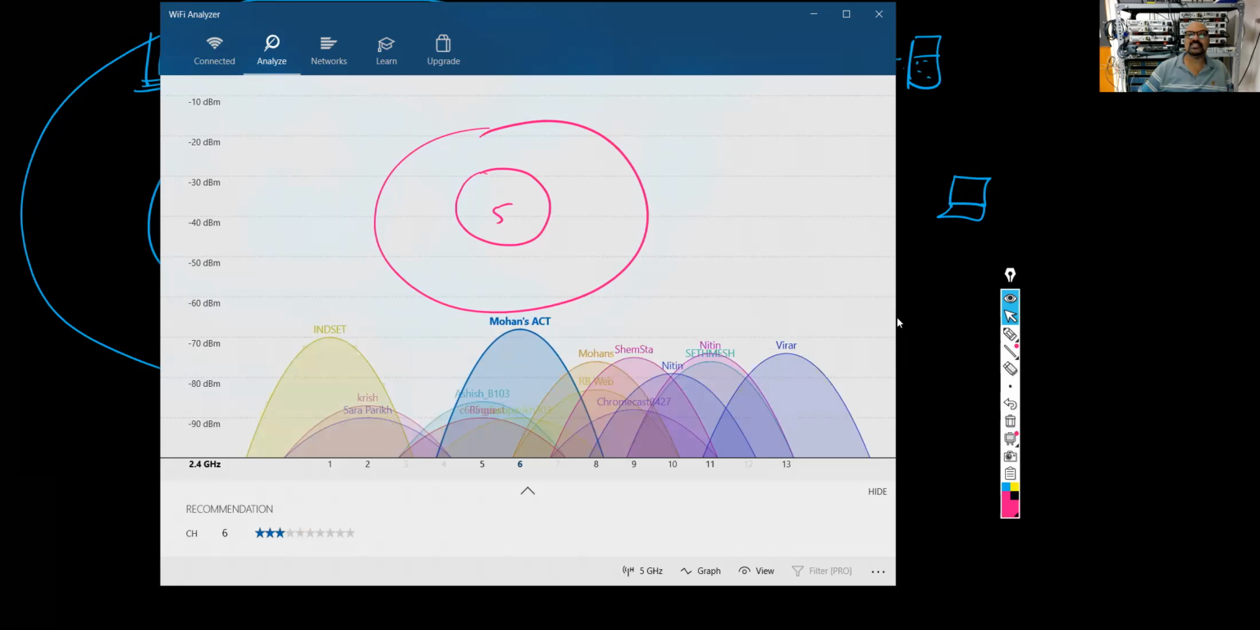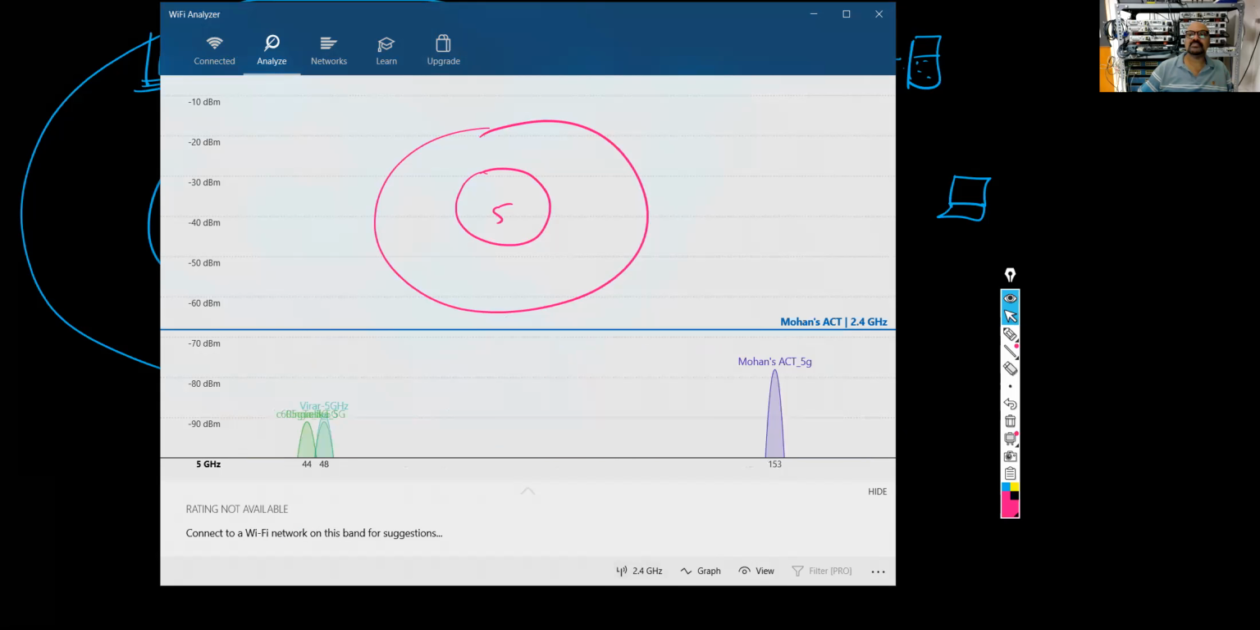What is the width of this? See this? And what is the width of the 5? You can see this. See here there are 44 and 48. There are some of them. Yes, 2.4 is here. 5 is here because 5 can't go longer distance. You can see that clearly, isn't it? 2.4 and 5. So I'm using the dual band.